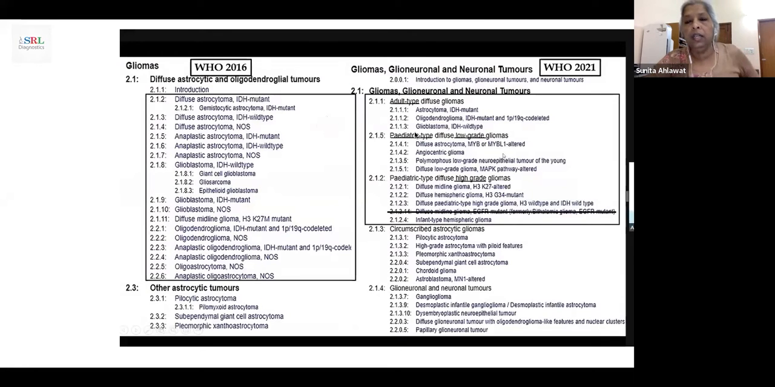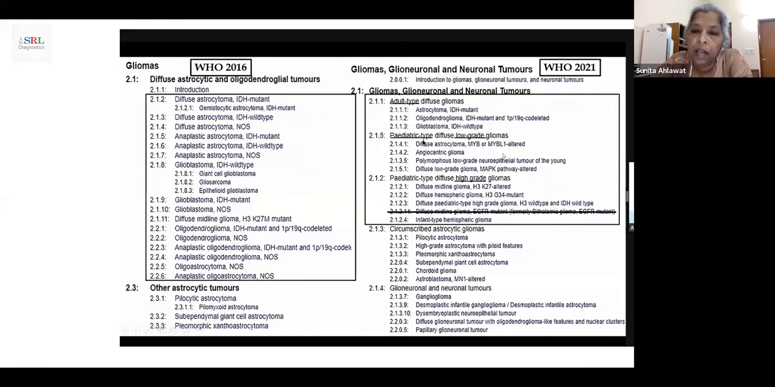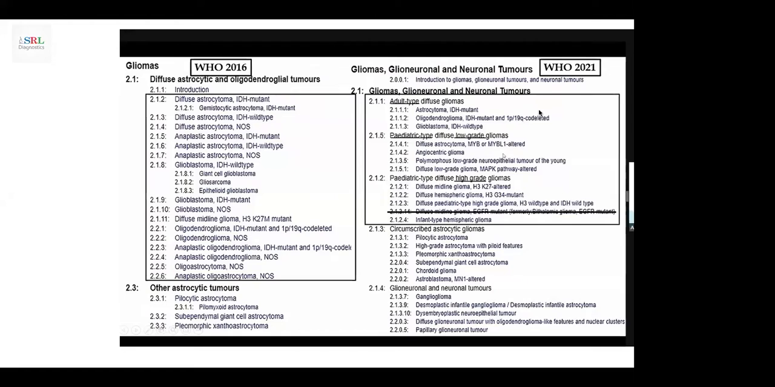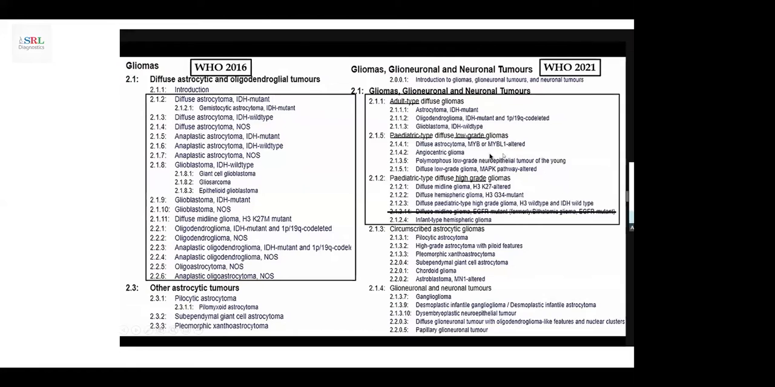So this is the WHO 2016 classification. As you can see, there were so many types and subtypes in the gliomas, and the 2021 classification has simplified that into a few entities for us to remember, and they have also classified them into adult type and pediatric type. Another change that we have made in our schedule is to combine the low grade and high grade pediatric tumors into one class.